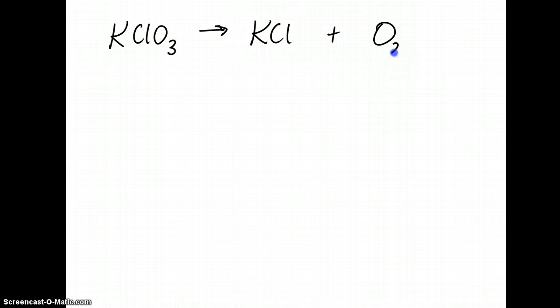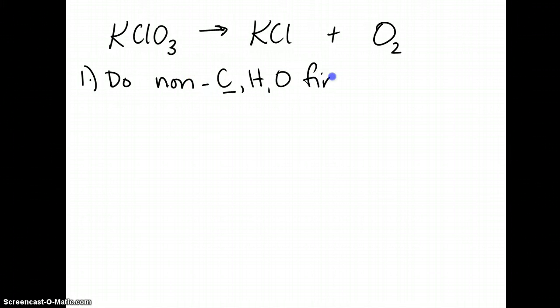Okay. So as I said, do non-CHO first, okay? So that means ignore the carbons, the hydrogens, and oxygens. Looking at this here, it looks like we have potassiums, and we can just kind of toggle back and forth. So it looks like for our potassiums, we have a 1-to-1 ratio. Chlorines, we have a 1-to-1 ratio. All is good, but we have now these oxygens.